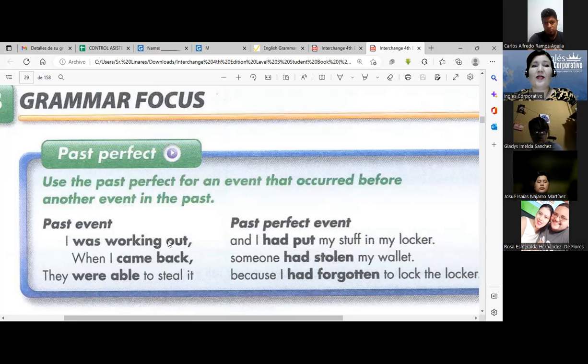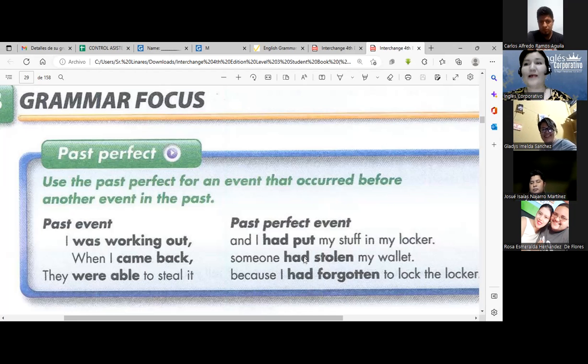For example, this one. I was working out and I had put my stuff in my locker. What will be the meaning of had put? Fui a trabajar afuera y dejé mis cosas en el casillero. Close, close. I was working out. What is the meaning of working out? It is not working outside. Working out is when you are at the gym, like you, exactly like that. We're very happy that you are going to the gym and that you are very persistent. So you say, I was working out, and I had put my stuff in my locker.